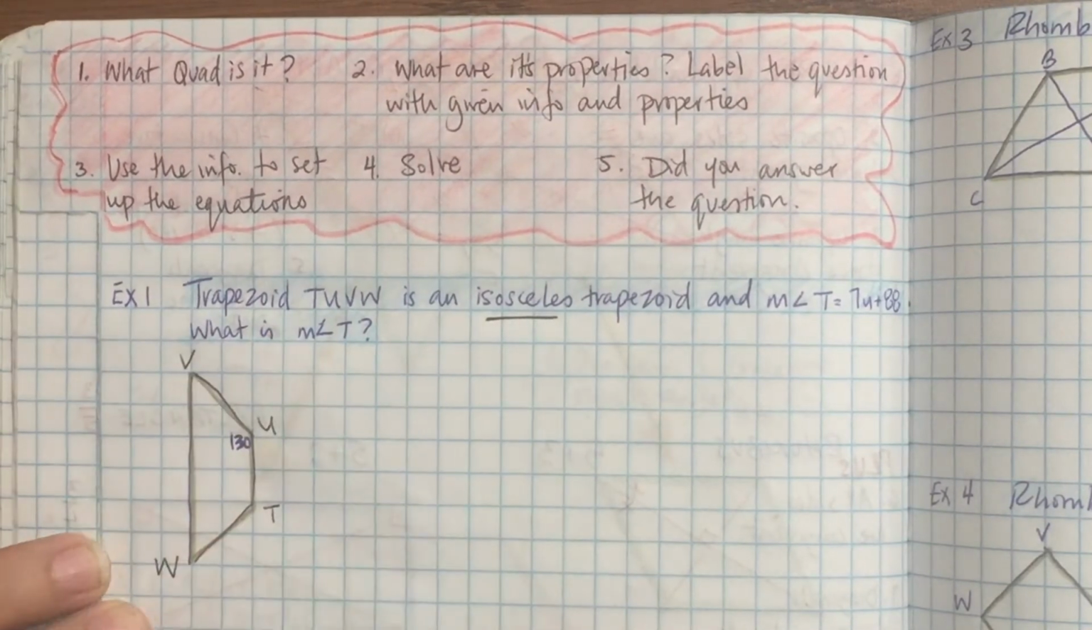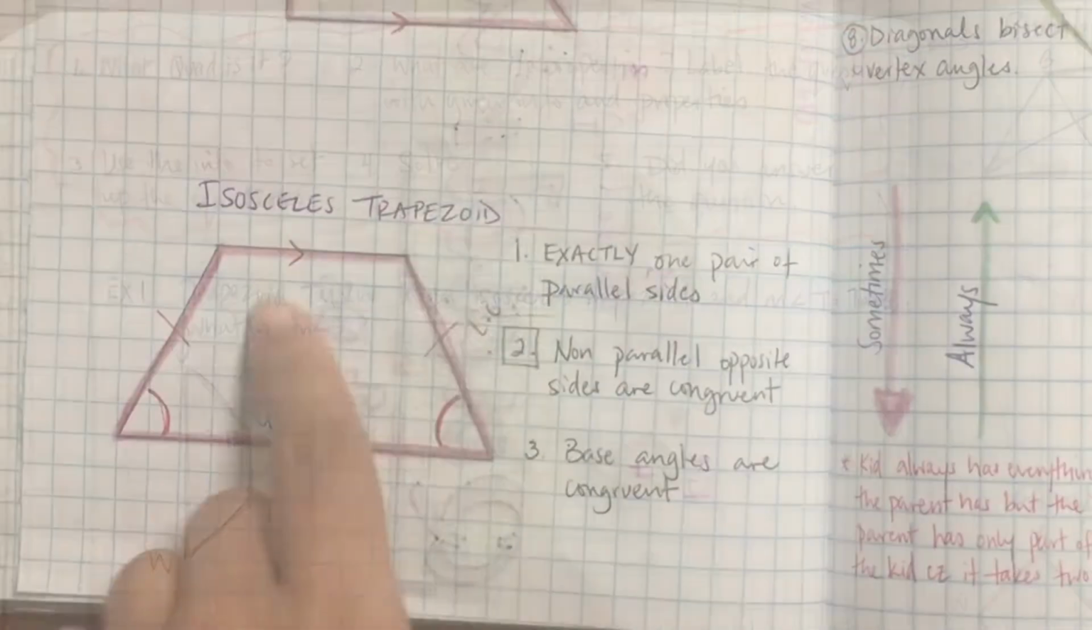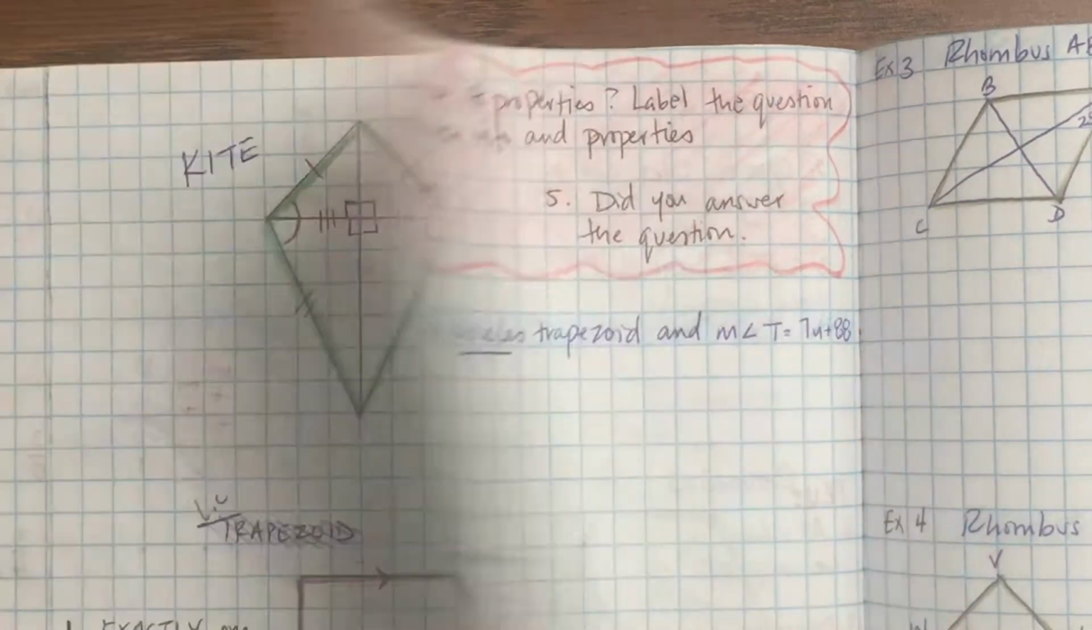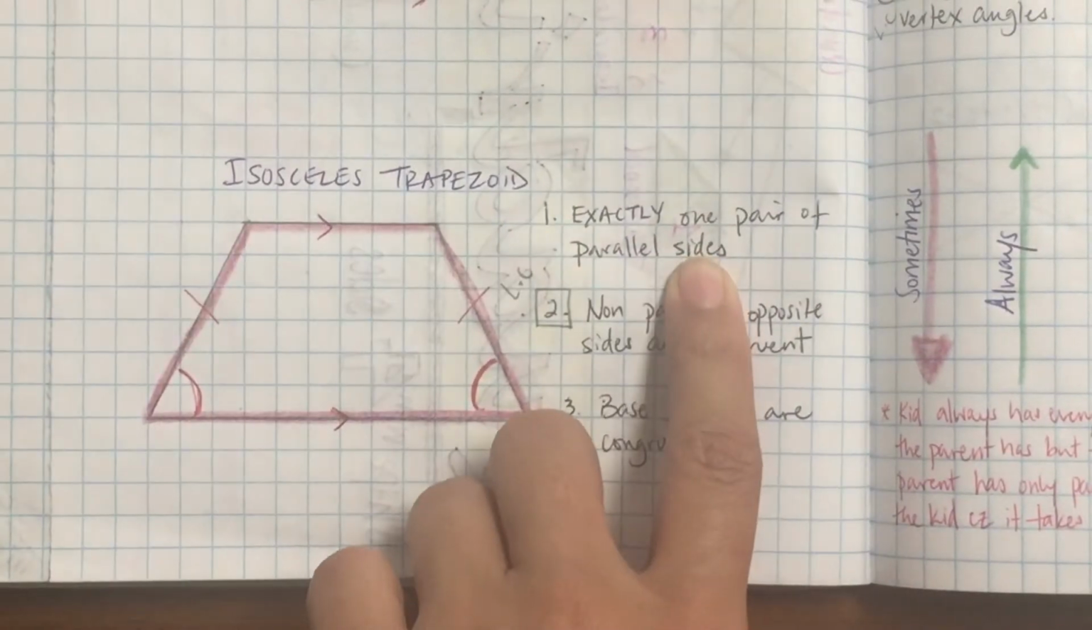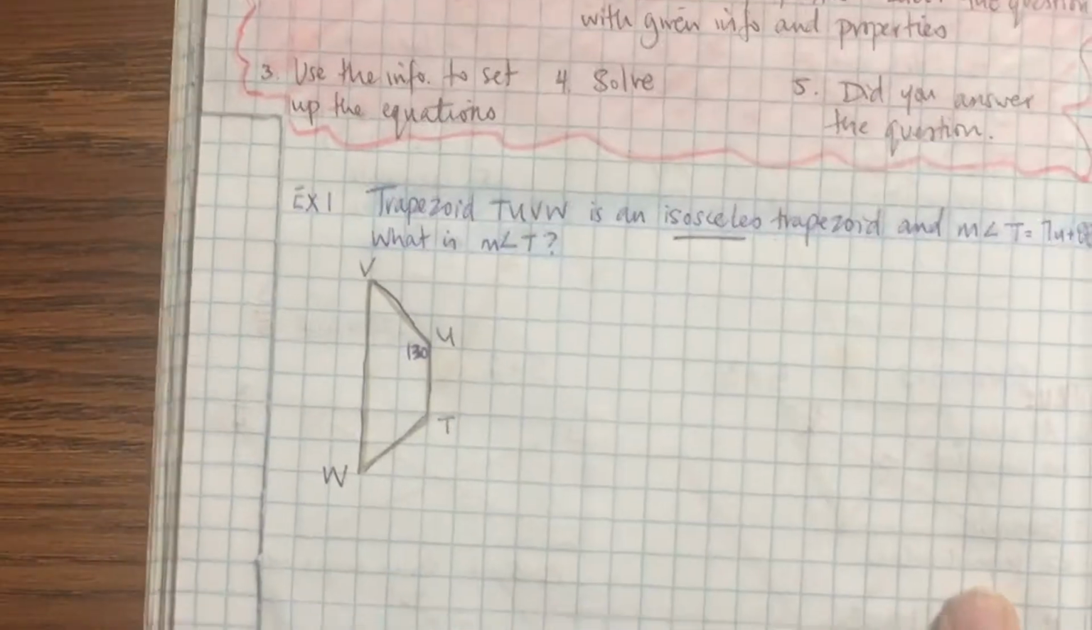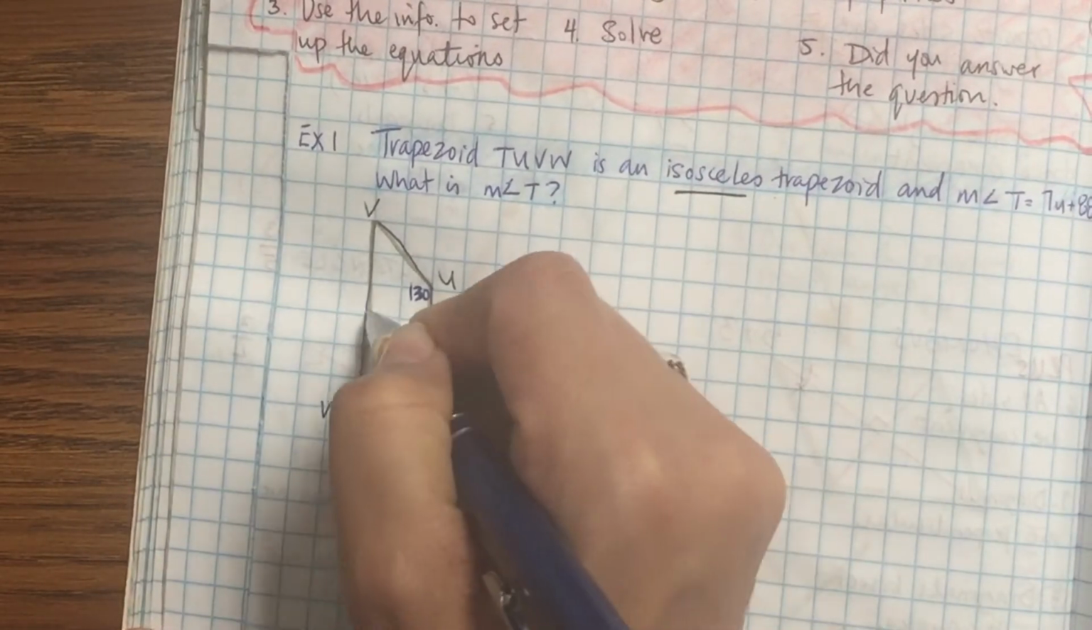Oh, and I forgot to label the letters, so go ahead and put that in there. An isosceles trapezoid has exactly one pair of parallel sides. Use the properties to answer the question. It says label the question with the given information and properties. It also has non-parallel opposite sides that are congruent, and the base angles are congruent. As a listening check, put a box around example 1.